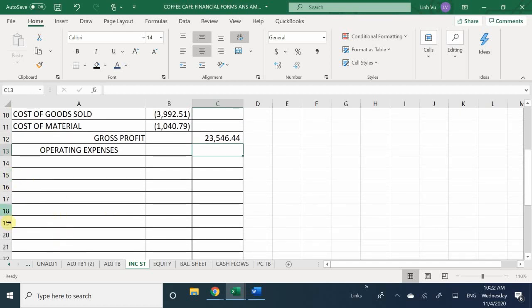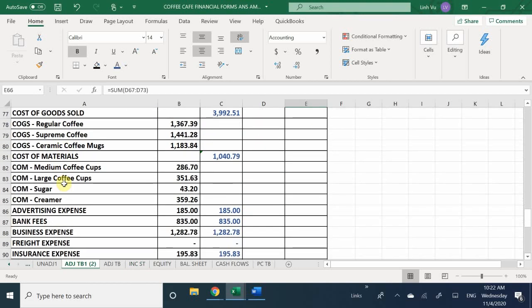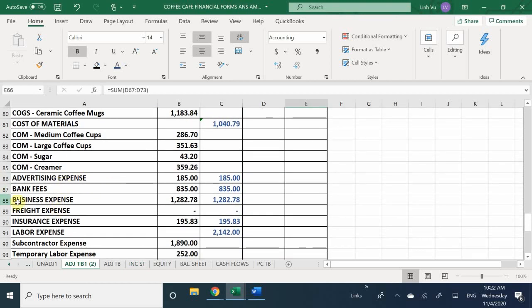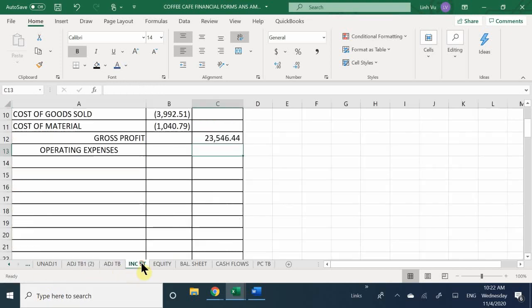So this is where we go to our adjusted trial balance, and we're going to look at our operating expenses. The very first one is my advertising expense. I had bank fees, I had business expenses, and since freight expense was zeroed out, I don't have it anymore. So I'm going to be picking out all of this information. Let's start from the first one: advertising expense, bank fees, and business expenses. That's what I'm going to list down here.